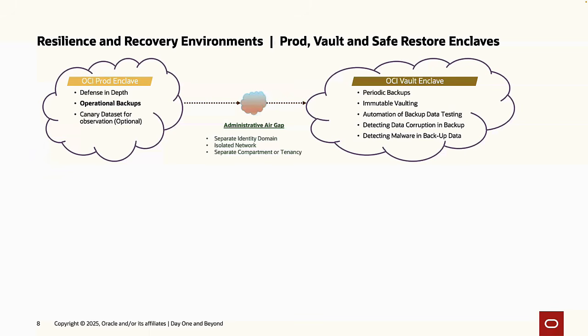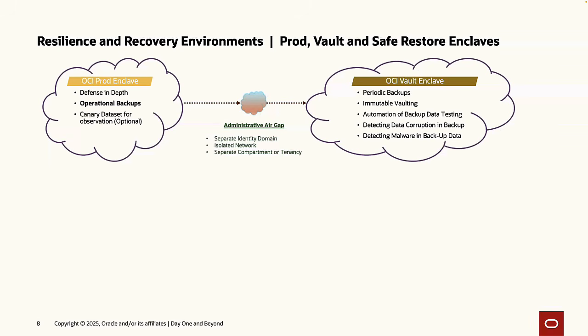Within the OCI Vault enclave, you're going to be taking your periodic backups and vaulting them immutably. So these are going to be backups that are in addition to your operational backups. They're going to be vaulted immutably. You're going to set up automated backup testing. So whether you're standing up a minimum architecture for applications, you can pump the data in and do a check to see: does the application recognize the data, and does it look good?